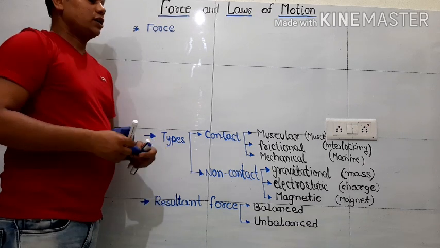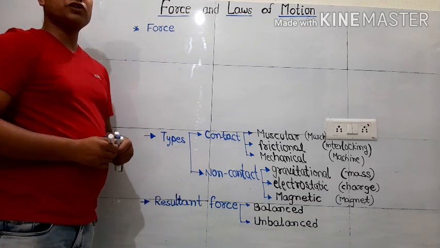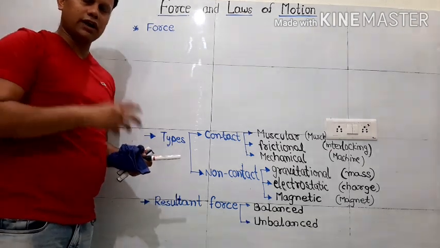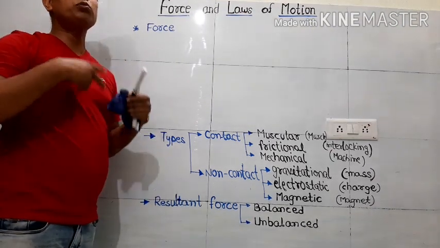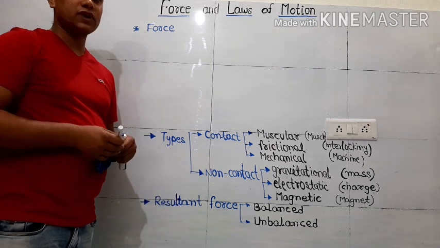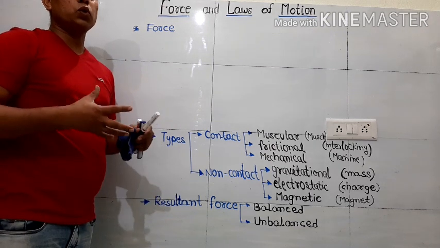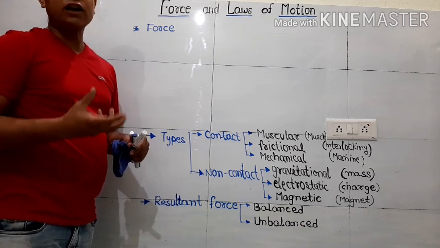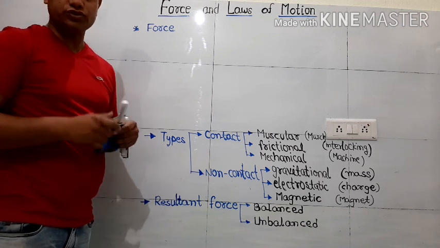Now, to understand the situation of resultant force: when two or more forces are acting on any object, the final value of force experienced by the object is called the resultant force.